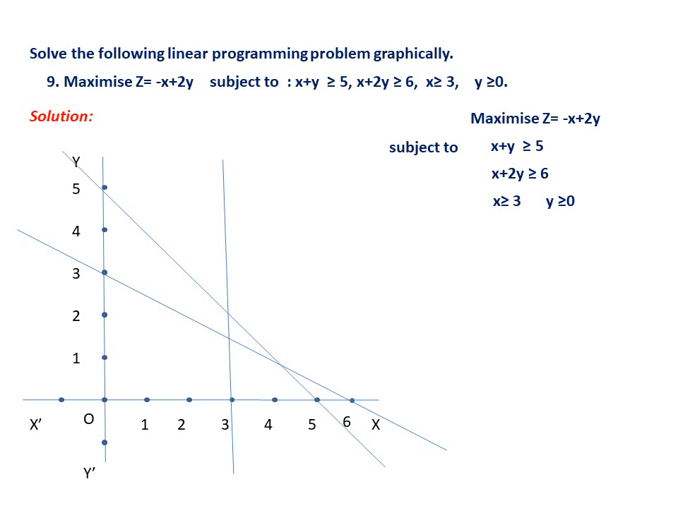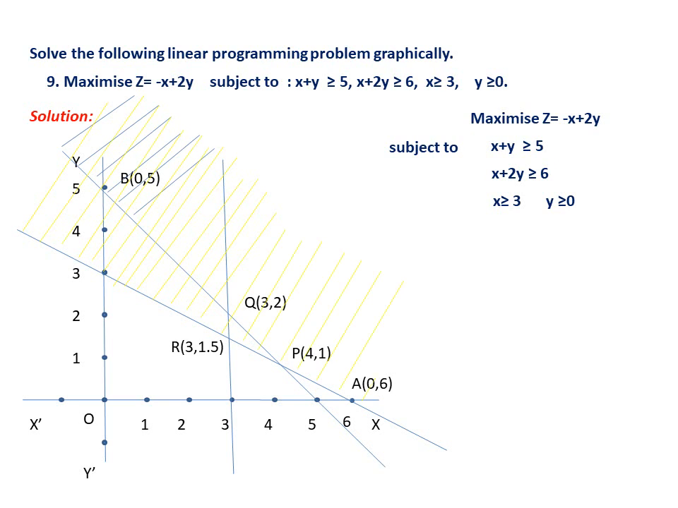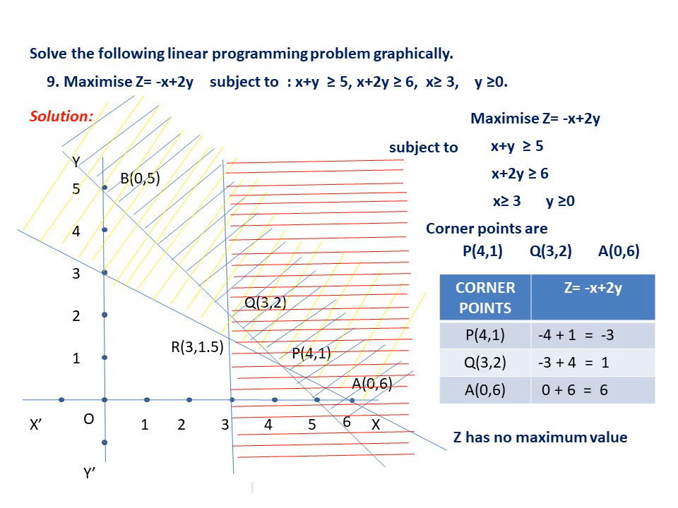All the linear constraints you have to draw. Then first find the values. Now find the feasible region by shading the graph. This is very important, like this and like this. Now it is very clear once you draw this one.